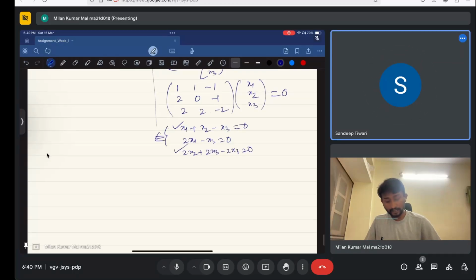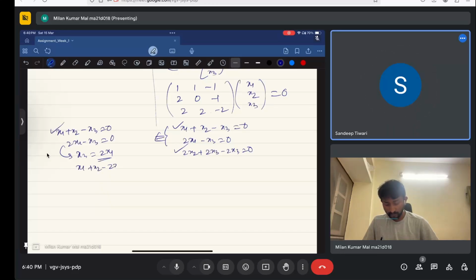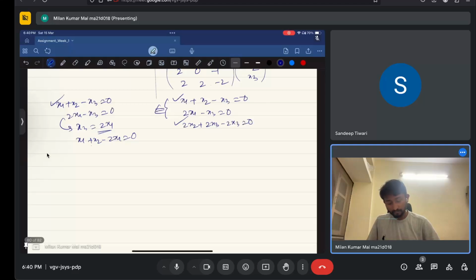So we have these two equations: x1 plus x2 minus x3 is equal to 0, and 2x1 minus x3 is equal to 0. So one can replace x3 is equal to 2x1 from here and put it in the first one. We get x2 is equal to x1, so one can choose (1, 1, 2) as an eigenvector.